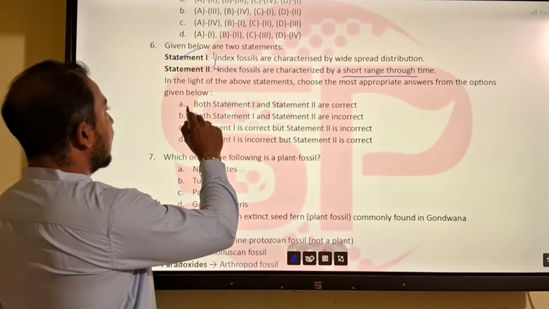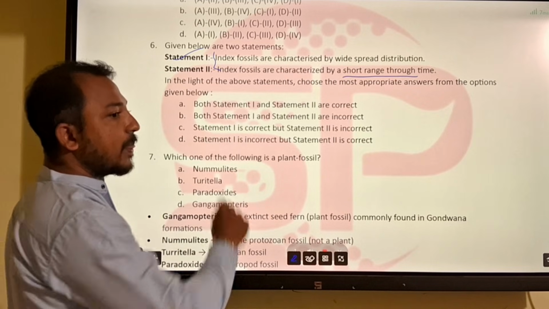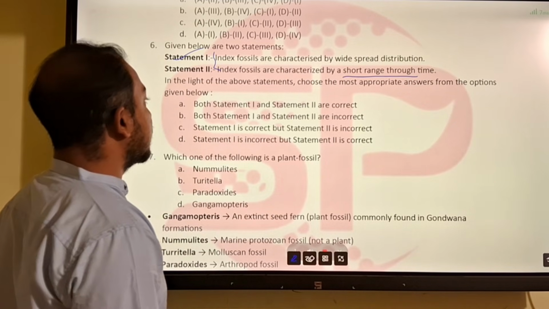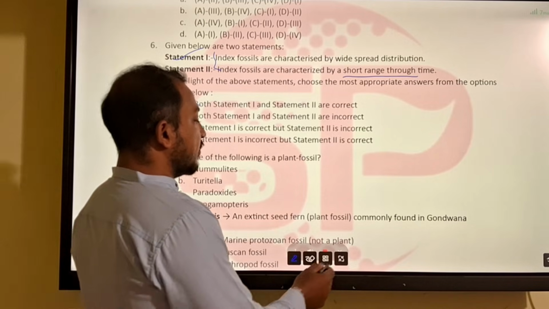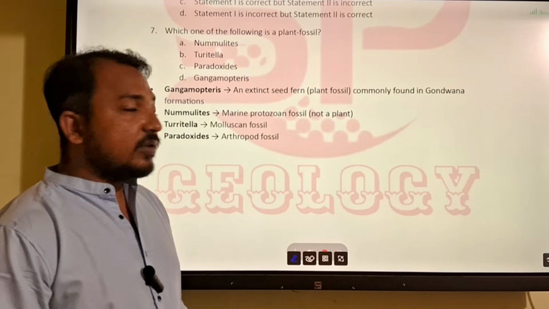So example you can take here. We have considered that Paradoxides is an index fossil. So both statements 1 and 2 are correct for index fossil. So come to the next question.